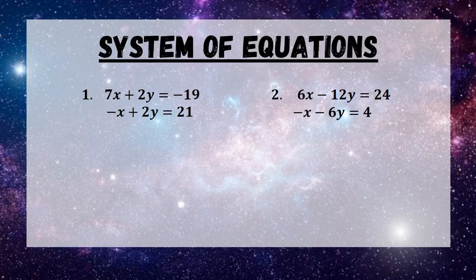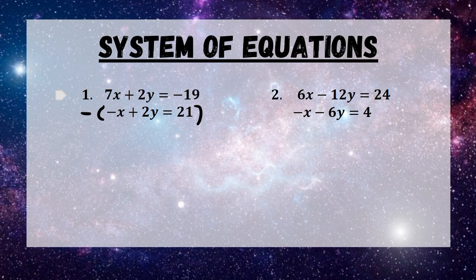Here we're going to be solving these two systems of equations using the elimination method. For number 1, we're going to subtract the two equations from each other. We know that we can eliminate the y variable if we subtract the two equations because they both have the same number in front, which is positive 2.